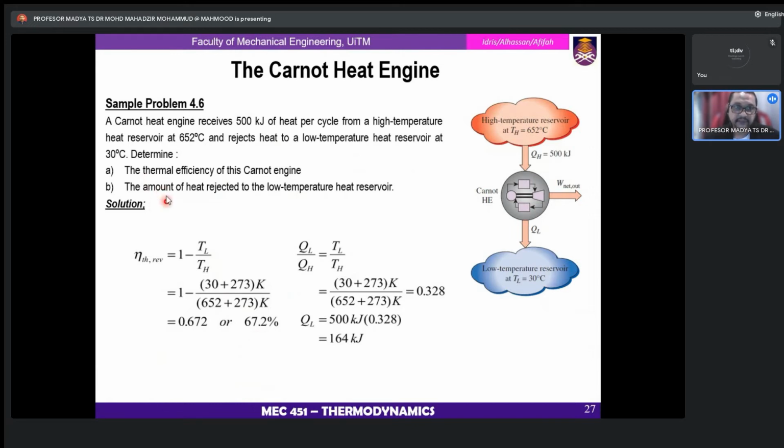Part B: the amount of heat rejected at low temperature. It wants you to find QL, the heat rejected from this system. Use QL over QH equals TL over TH. Put in all the given values and rearrange the formula, and you will find the heat rejected is 164 kilojoules. That is how you analyze a Carnot heat engine.